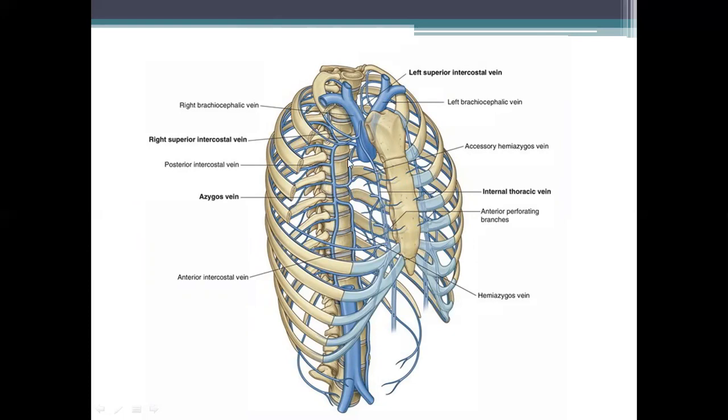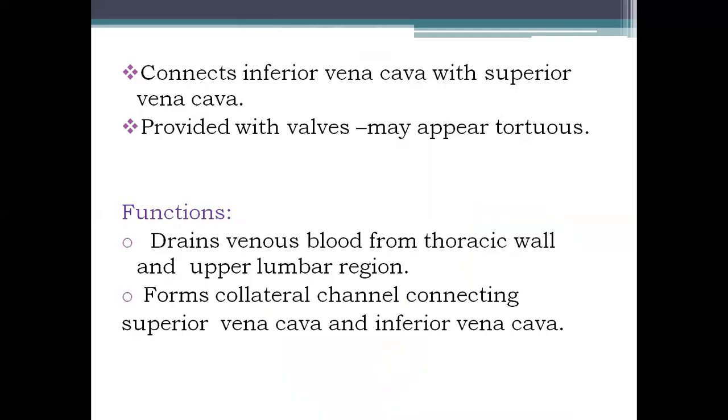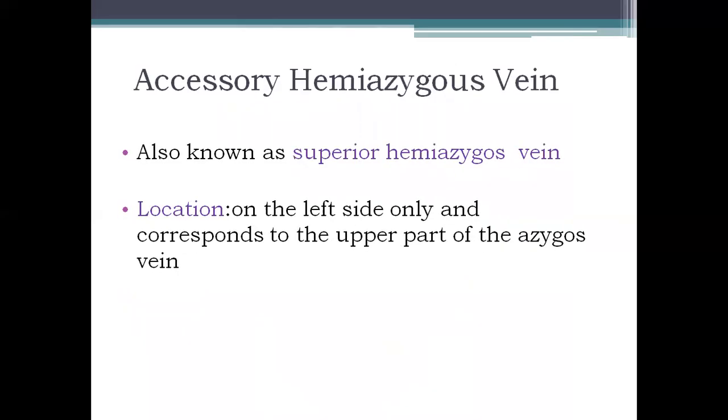Whereas this is called the accessory Hemiazygos vein. It's also called the superior Hemiazygos vein. It's a mirror image of the upper part of the Azygos vein. It's on the left side only, and it corresponds to the upper part of the Azygos vein.